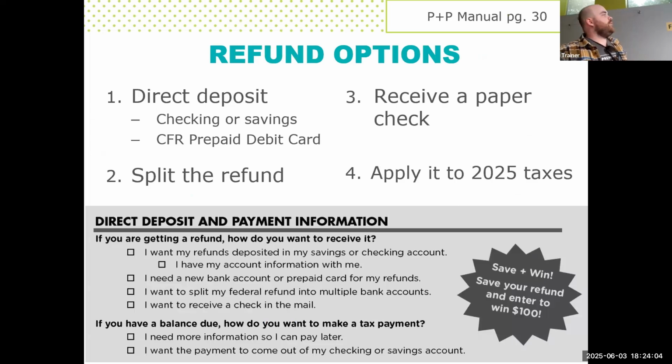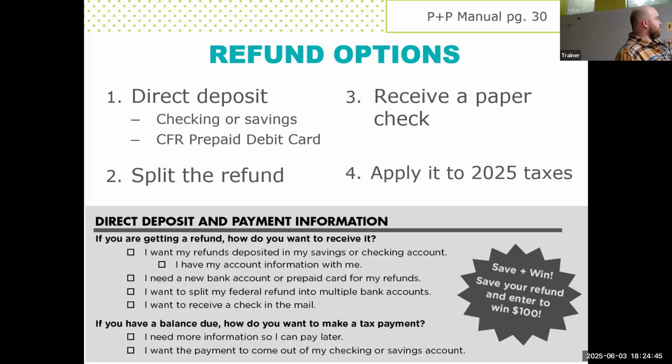Now, the options folks have for getting refunds are direct deposit into a checking or savings account or into a CFR prepaid debit card. That's on the green sheet. They'll indicate that they are interested in signing up for that, or in the process of talking with them, if they've indicated that they don't have a direct deposit option, hopefully you can point to the green sheet and tell them, did you know we can get you a card and have it direct deposited there? And then we'll get them signed up for that before you are done with them, because the sign up process will generate a routing number and account number.